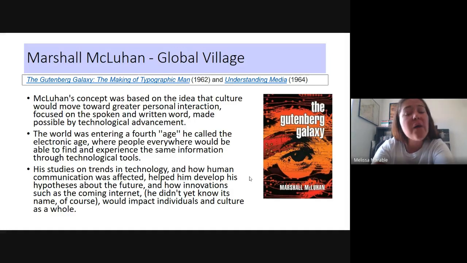Yeah, he was way, way ahead of his time. He could really see it was the birth of the television that sparked these thoughts for him. So he believed the world was entering a fourth age, which he called the electronic age, where people everywhere would be able to find and experience the same information through technological tools. Like he could see into the future, right?